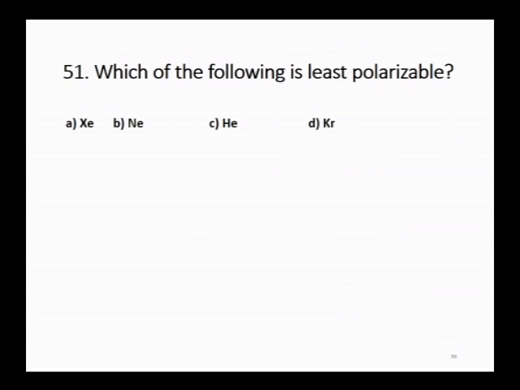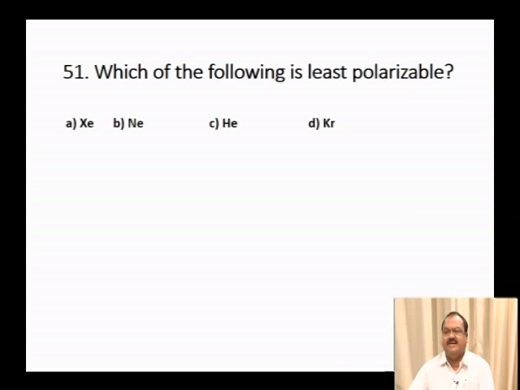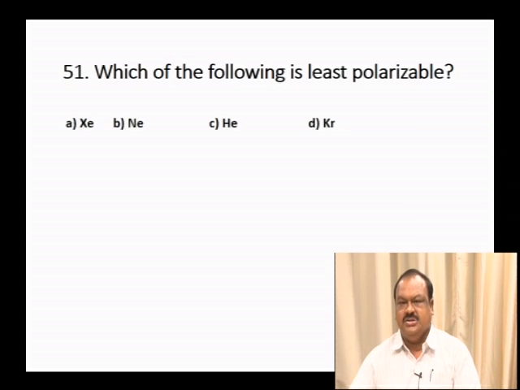Next, which of the following is least polarizable? Xenon, neon, helium and krypton. Polarizability depends upon the size of the atom. The larger the size, the greater the polarizability. In the case of helium, due to its smaller size, its polarizability is very low. The order of polarizability increases down the group. So helium is the least polarizable. Hence the suitable answer is C.